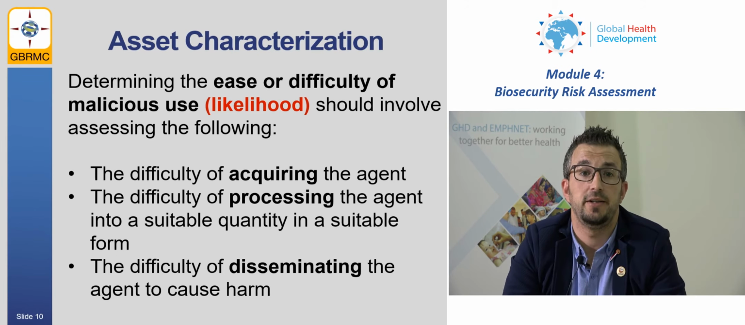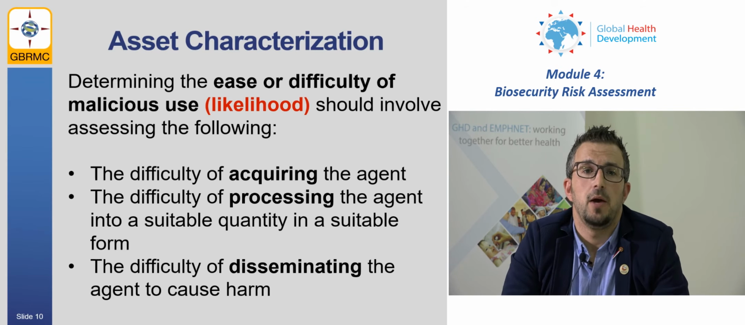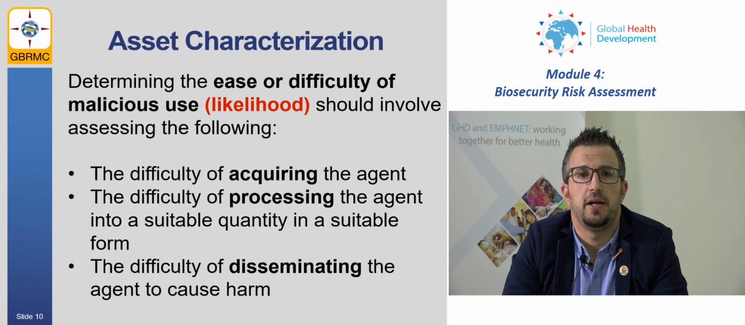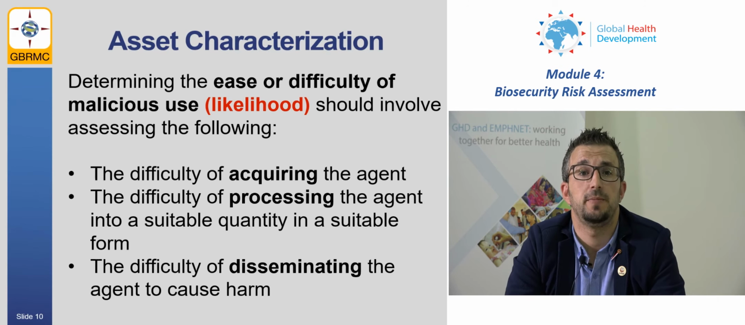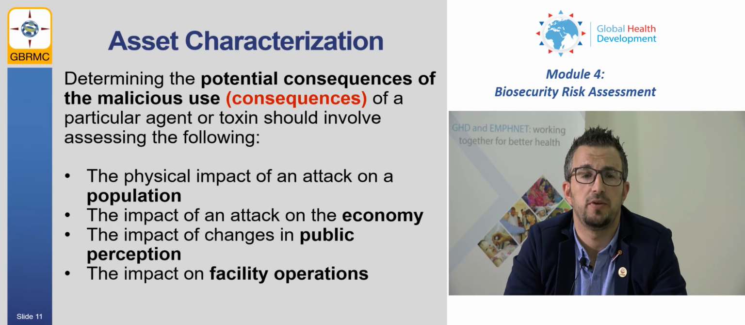This is very related to the agent, like the route of infection. As we know, when the agent is transmitted by inhalation, it is very critical and it will be very easy to spread this harmful agent to people. This is very important to determine before establishing a security system, because we should know about the difficulty of acquiring, processing, and also disseminating this agent.